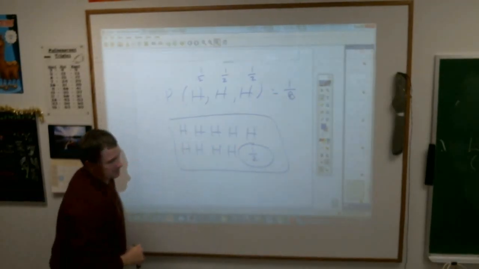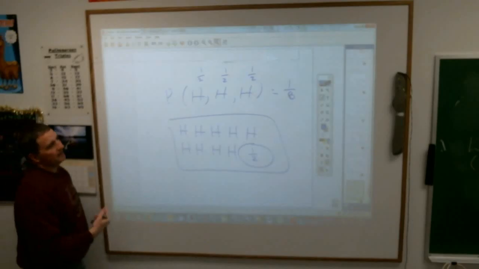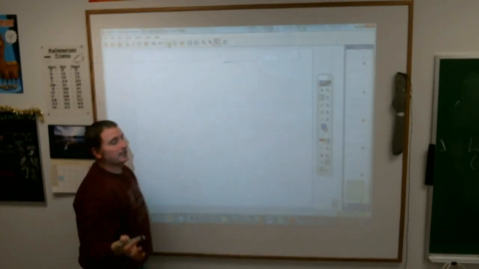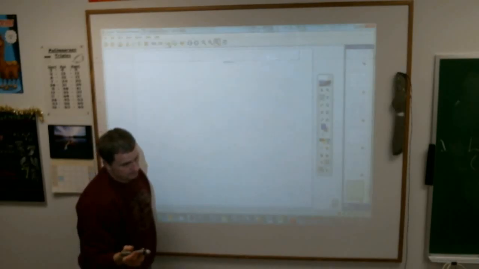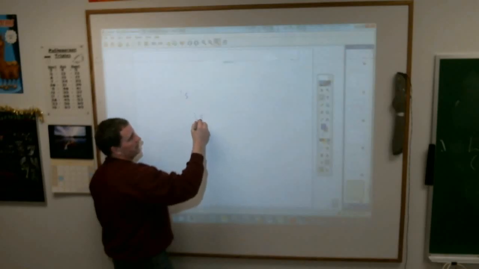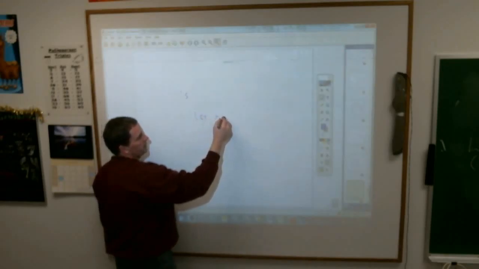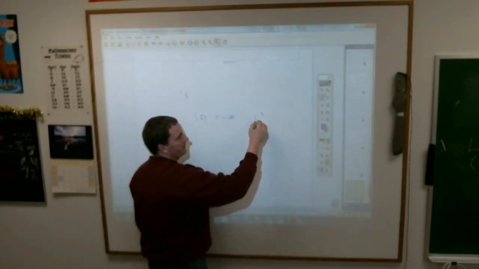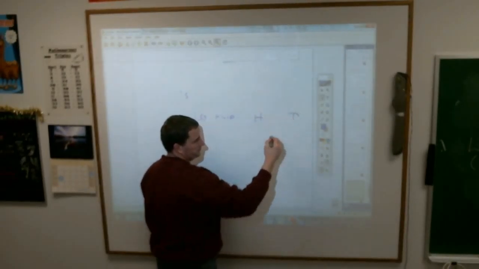1 out of 8 times, if you flip 3 times, you should get a head. Now, how do we know that's true? Because we can make a tree diagram. Which means this. On his first flip, what are your probabilities? Either he's going to get a head or a tail, right?